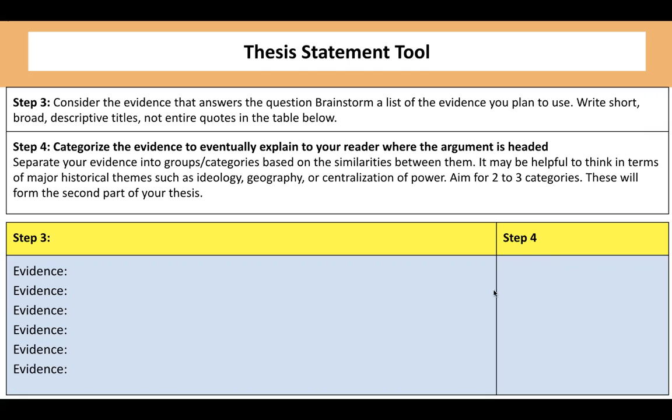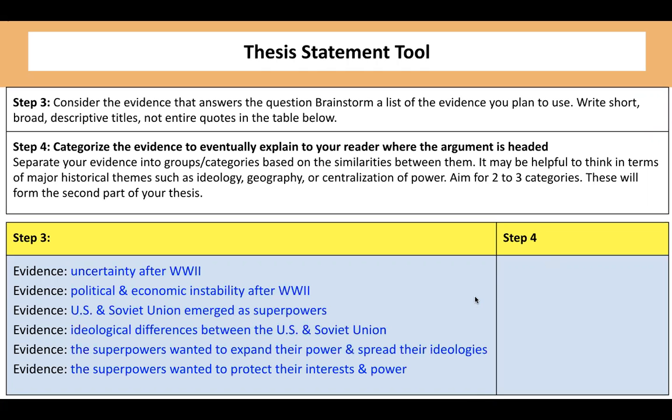So I have brainstormed this before, and we do have a couple of things. And for this, you may have wanted to go back to your notes just to refresh your memory on what was happening to lead to the Cold War, right? So some that I wrote down: after World War II, there was a lot of uncertainty, global uncertainty even. There was also political and economic instability after World War II. The US and the Soviet Union emerged as superpowers, and that definitely contributed to the Cold War, as they were the two who were competing.